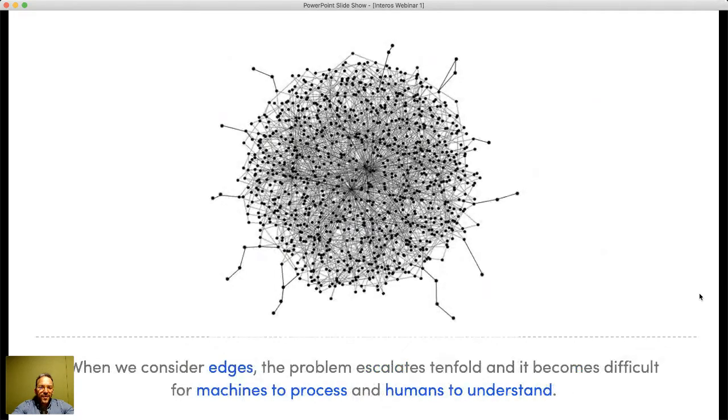But everything I spoke about until now, in terms of complexity, I'm only talking about the nodes, the entities, the individual companies. When we consider the edges, the lines between them, the problem escalates tenfold. And it becomes extremely hard for both machines to process that level of complexity, and of course, for us humans to understand it.